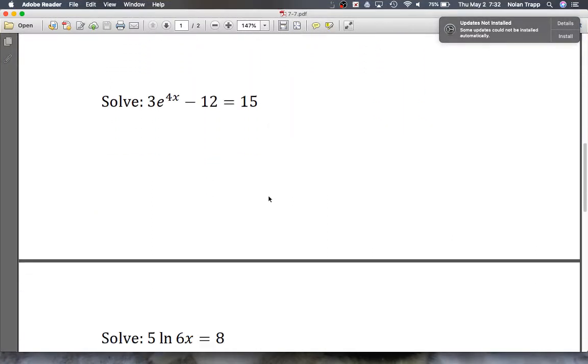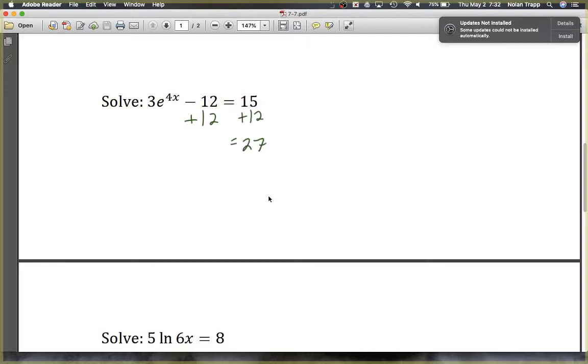Okay, solving. Solving, we're going to treat e kind of like it's an x. So what you do is you add 12, divide by 3.